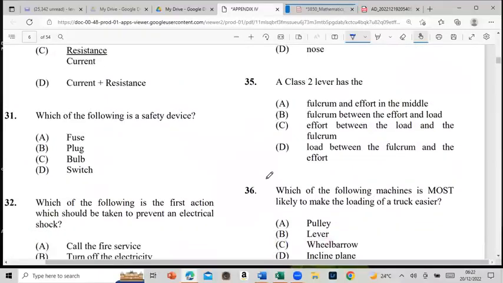Social studies. Which of the following is a safety device? A. A fuse, B. A plug, C. A bulb, or D. A switch. And that is A. A fuse.